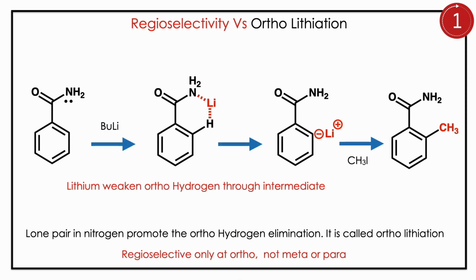Then regioselectivity versus ortholithiation. Ortholithiation is an important concept because you are activating only the ortho carbon, that is, the ortho hydrogen. It is possible by a cyclic 6-member intermediate. The lone pair on the substituent atom helps here. The starting material is an amide, where nitrogen has a lone pair which can coordinate with lithium and promote removal of the ortho hydrogen. Then it forms the final product with a new C-C bond. Here substitution happens only at ortho because of the intermediate, because of ortholithiation. It is a regioselective lithiation reaction, very important in terms of regioselectivity.